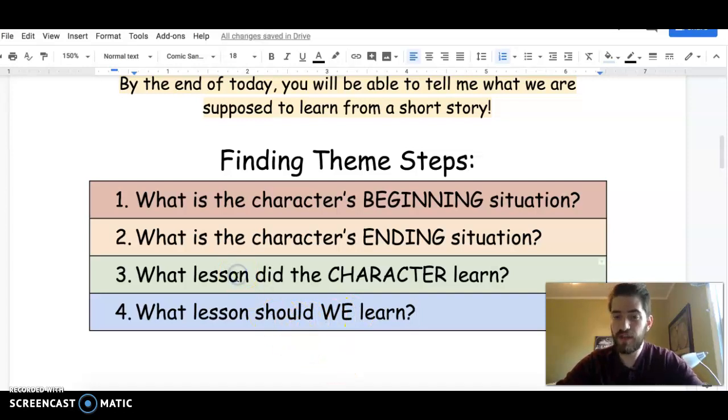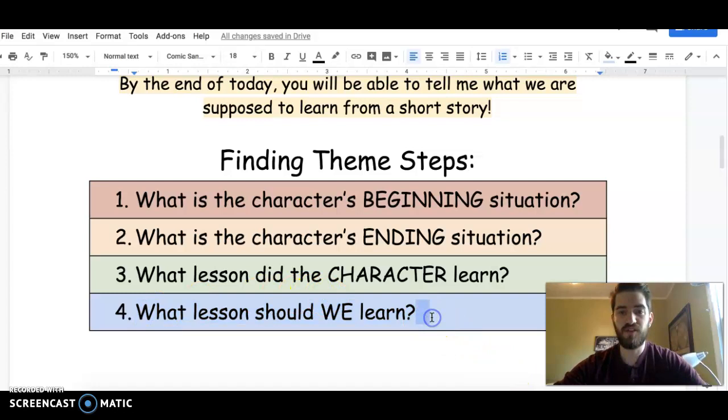Now, steps 3 and 4, they might look almost exactly the same. Sometimes they might even be exactly the same. But 3 is a little bit more specific. We're saying, what did the character in the story learn? So it might be specific just to the story. What should we learn has to be general. It's not just about the story, it's about what we should learn in general. So it's okay if these look really similar, but make sure that your last one is really general because this right here is your theme statement.